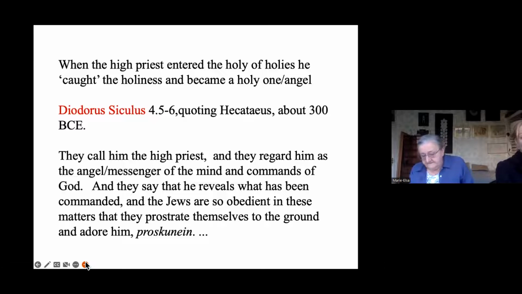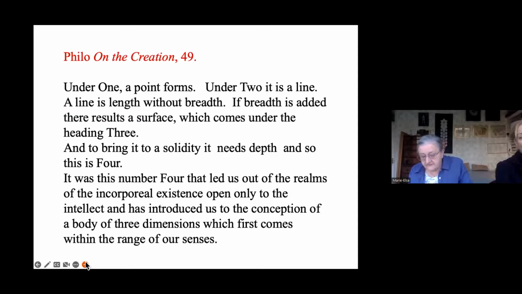Now, let's look at just a few lines from Philo. Philo tries to describe this process of emerging, and he describes it in terms of numbers and very primitive geometry. Now, this is from his treatise on the creation, it's chapter 49, and I've picked bits out of it because those of you who read Philo will know that he rambles round and round and round, and you do have to pick out the points from all the verbiage.